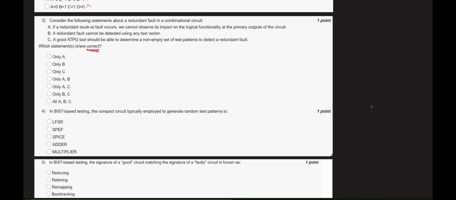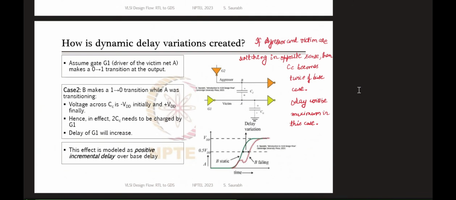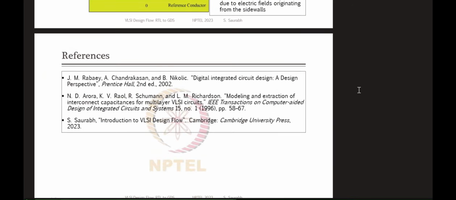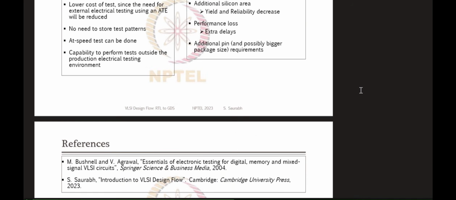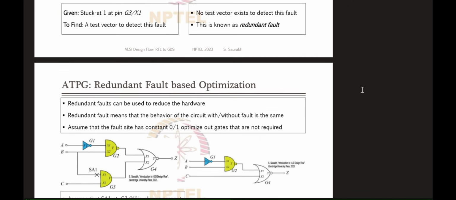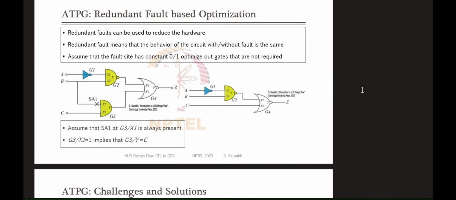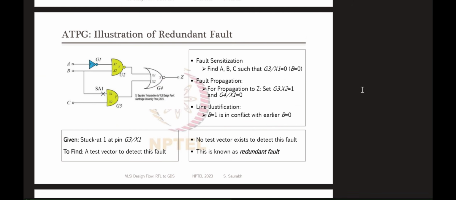So let me quickly show you the slides related to this question. It was discussed in the earlier part of this week, Week 10. Just a second. It was discussed before physical design. Yeah, this is the case. Redundant fault based optimization. So this was the illustration of redundant fault.